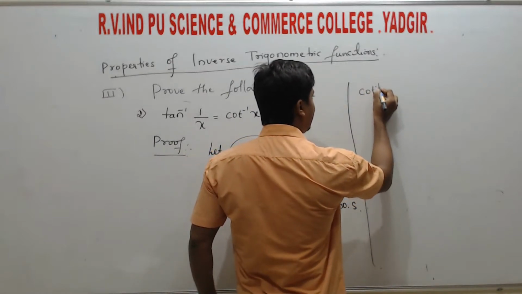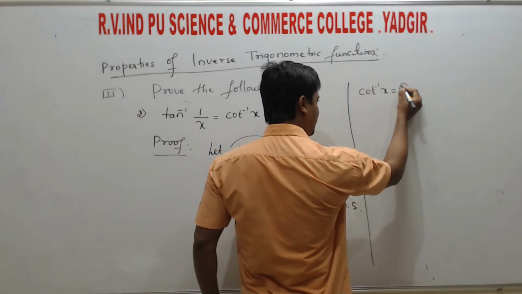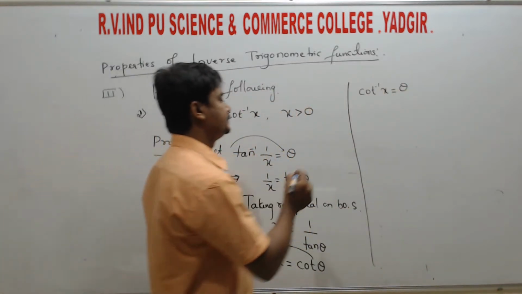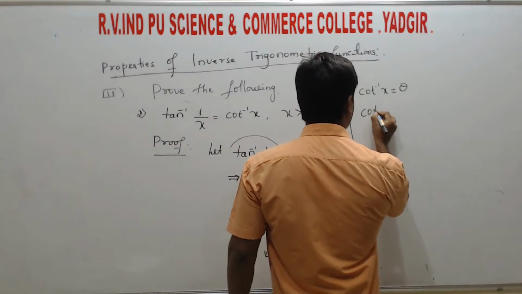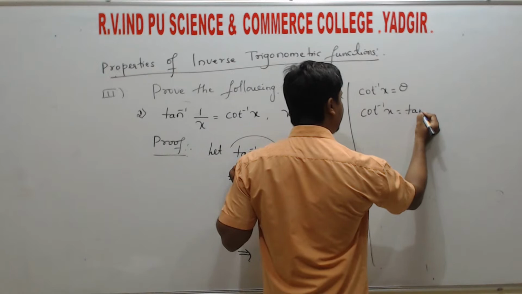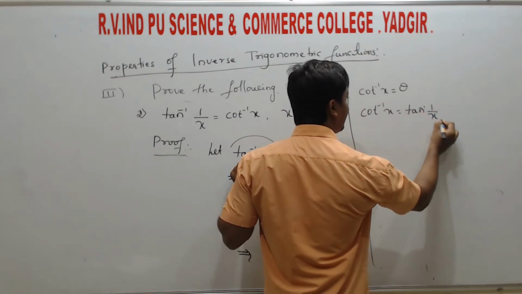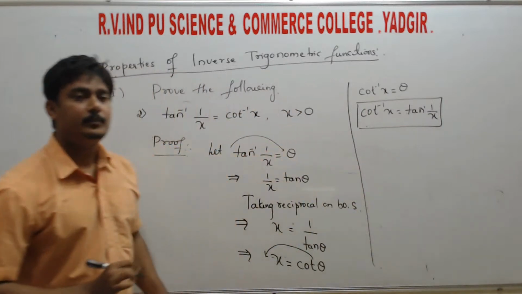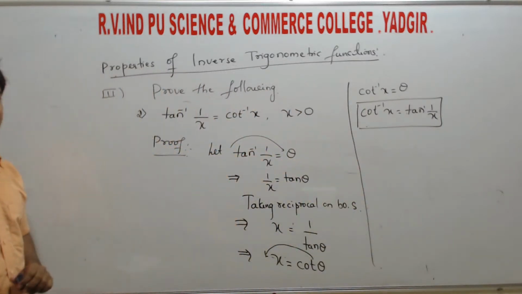Cot inverse x is equal to theta. Okay. So cot inverse x equal to theta is what? We have assumed that theta is tan inverse 1 by x. This is the proof for the second result.